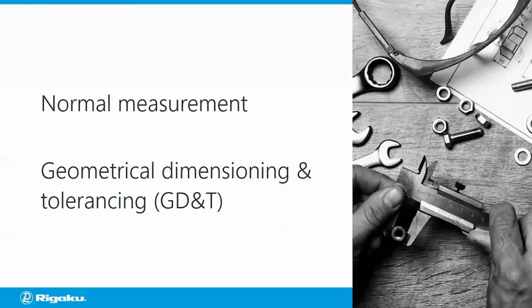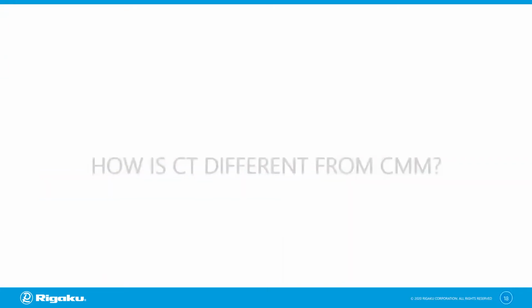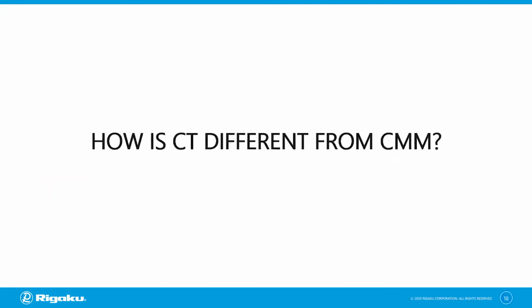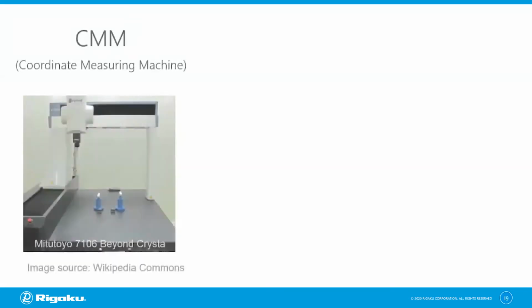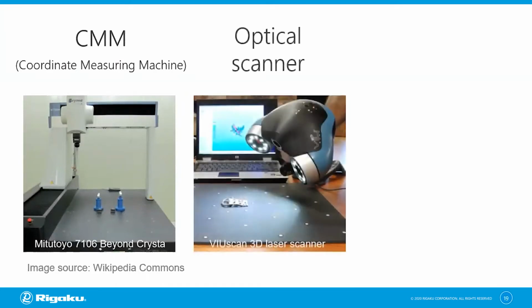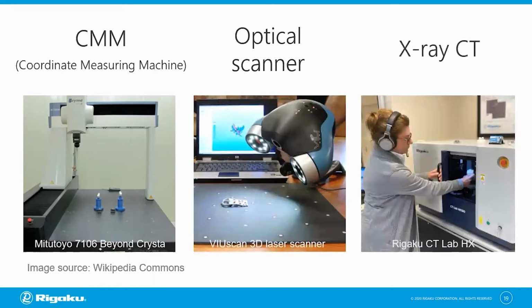But the important point I should have mentioned here is that you can do them both using X-ray CT. Now, when you think about this type of dimensional analysis, you might think of a CMM, or coordinate measuring machine. So how is CT different from CMM or other techniques you can use for dimensional analysis? So let's take a look at them. So you can use a coordinate measuring machine, or CMM, to do dimensional analysis. You can also use an optical scanner, and you can use an X-ray CT scanner as well.